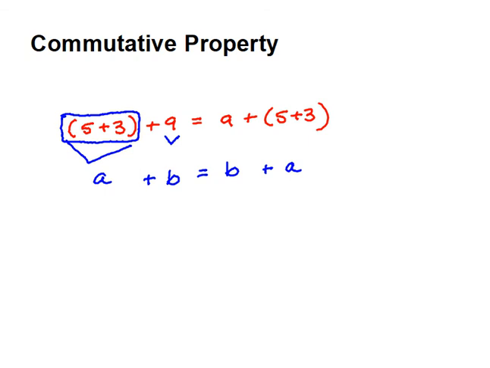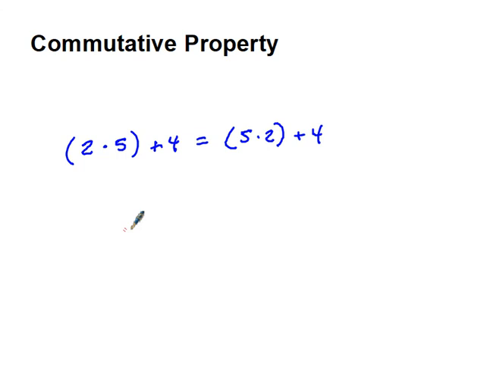Let's take a look at another example that often gets students confused as well. What if we had something like this? (2 times 5) plus 4 equals (5 times 2) plus 4. Again, when students see the parentheses, they immediately jump to conclusions and believe it's the associative property. But again, this is not an example of the associative property. This is an example of the commutative property.